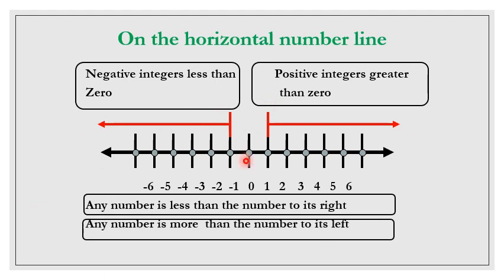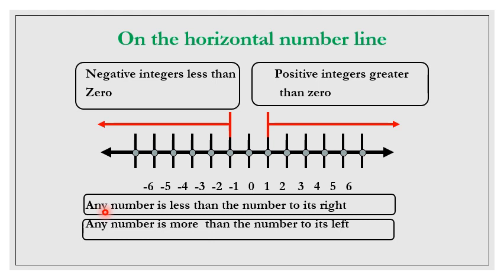We'll start from 0. Then positive integers are greater than 0. Positive integers are always greater than 0. What about negative integers? Negative integers are less than 0. All of the negative integers are less than 0.